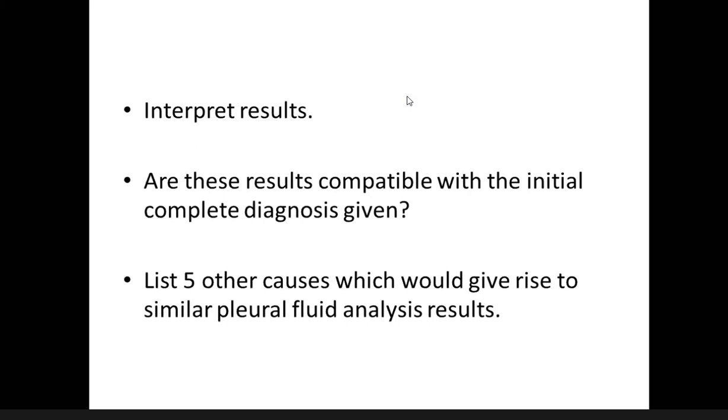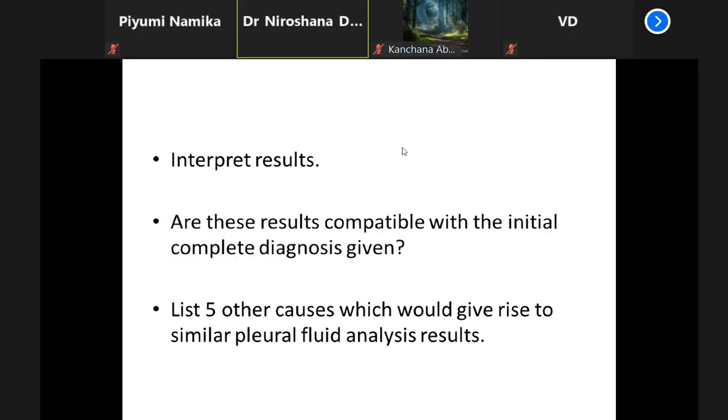Right? So in the exam setup, during your short cases, pleural effusion is a very common kind of short case, right?